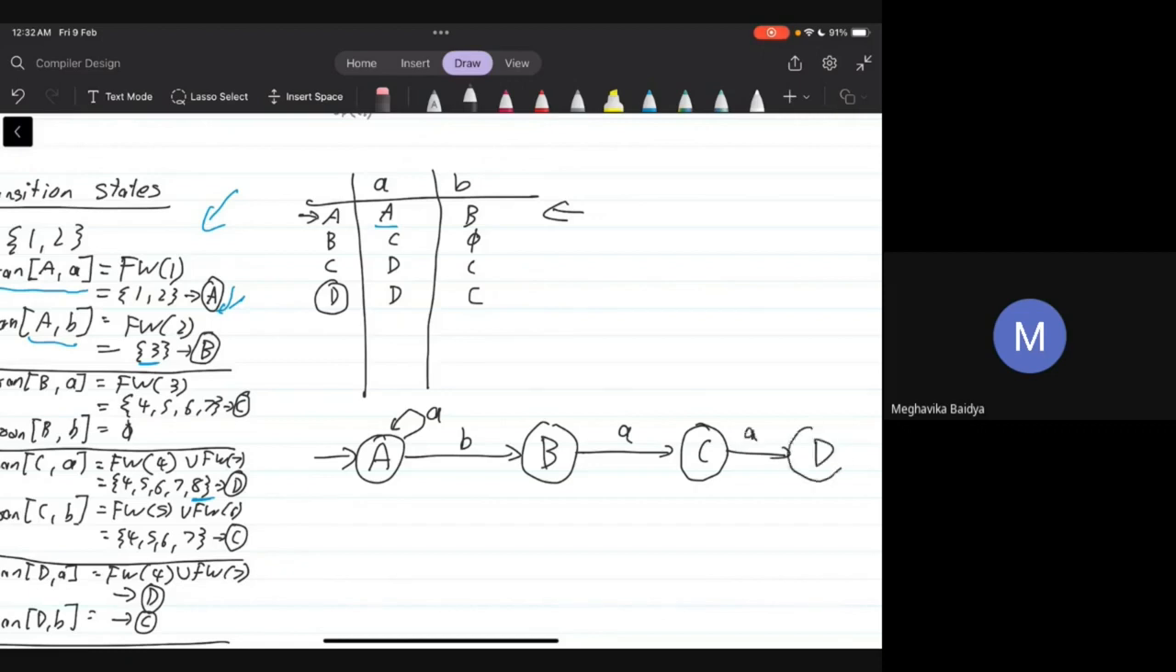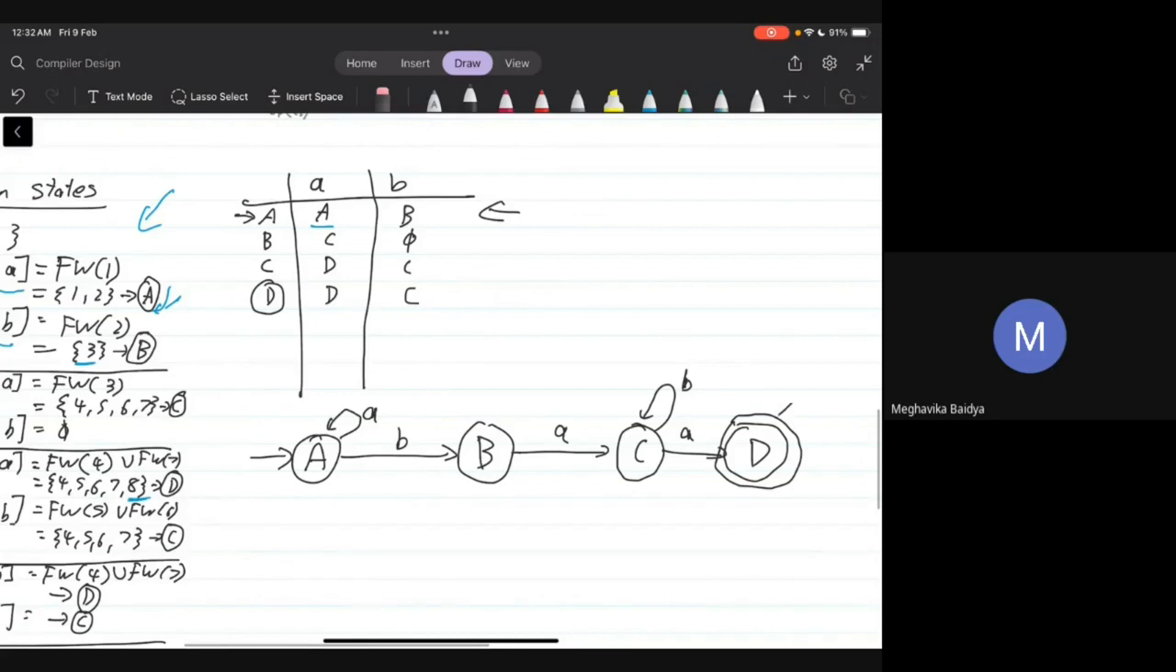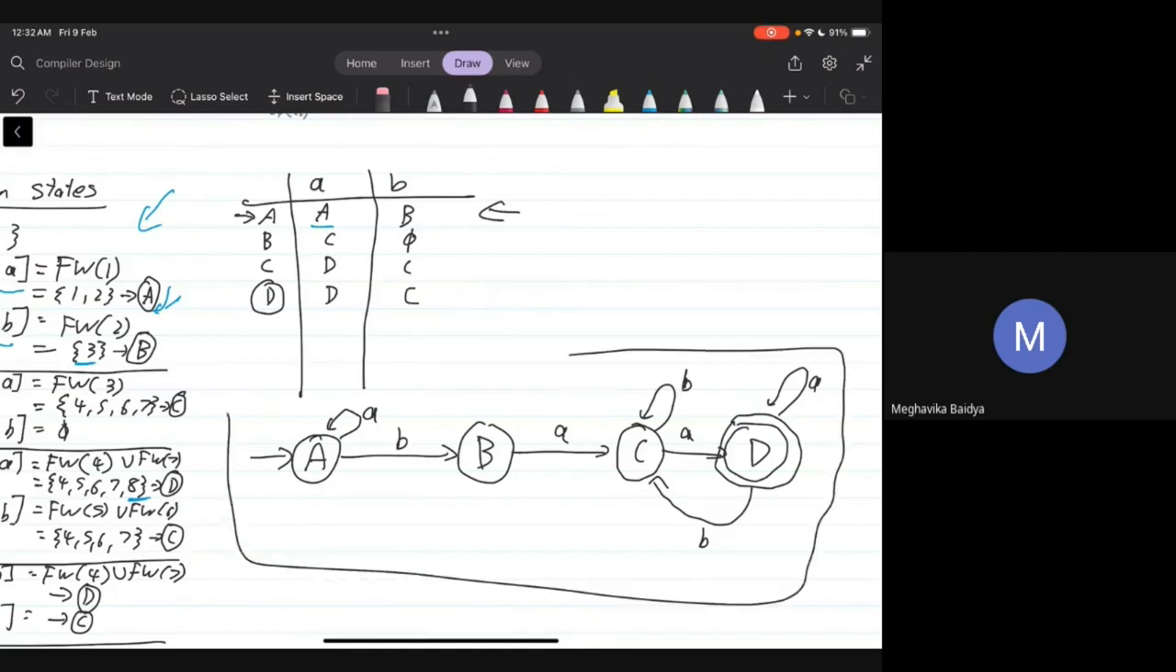Since D is a final state, you draw double circles. And C with the input of B goes back to itself. And for D, with A, it goes to D, and for B, it comes back to C. That's your final transition diagram, the DFA.